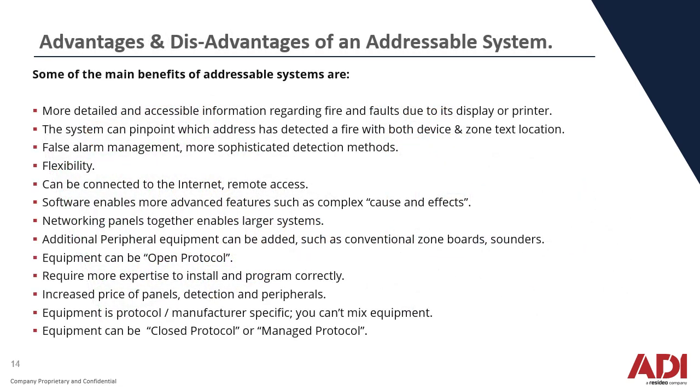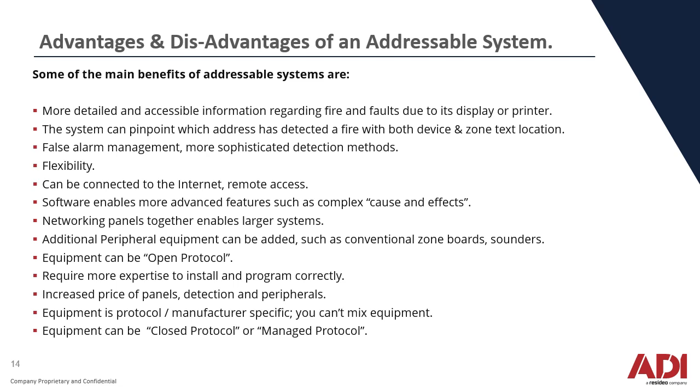Advantages and disadvantages of addressable systems. Some of the main benefits of addressable systems are more detailed and accessible information regarding fire and faults due to its display or printer. The system can pinpoint which address has detected a fire with both device and zone text location. False alarm management, more sophisticated detection methods, and flexibility.